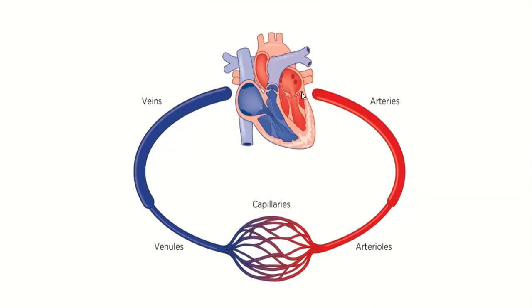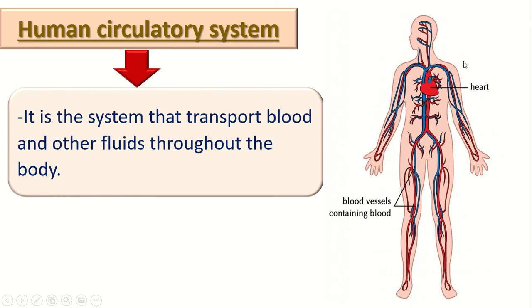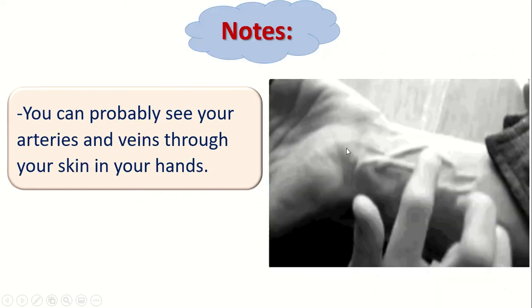Here again we have the red one, which is arteries, and the blue one, which is veins. The arteries carry oxygen and the nutrients from the heart to all the body, and the veins take the carbon dioxide from all the body to the heart, and then it gets out through the two lungs. What is the circulatory system? It is the system which transports the blood and other fluids, fluids meaning liquids, throughout the body.